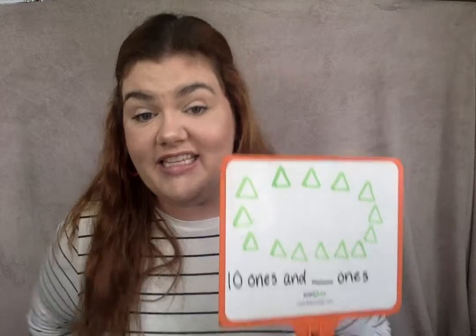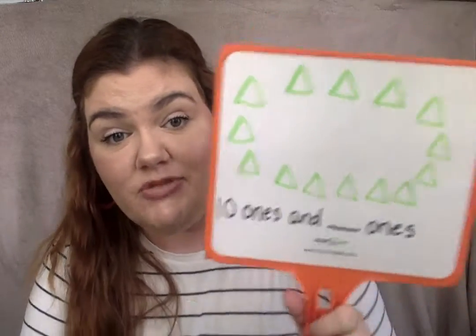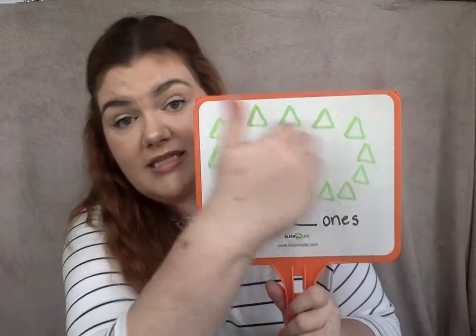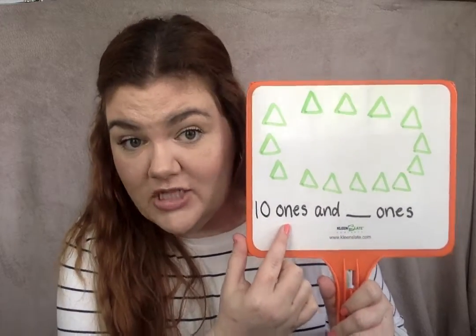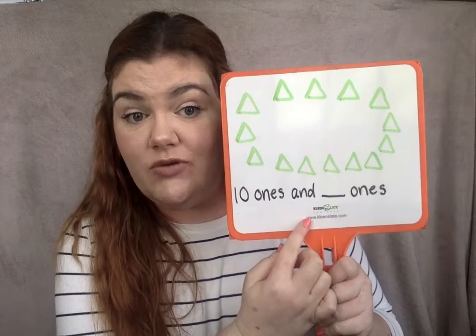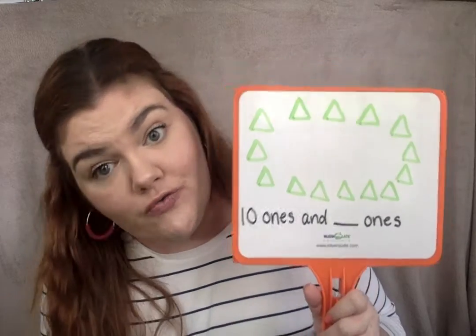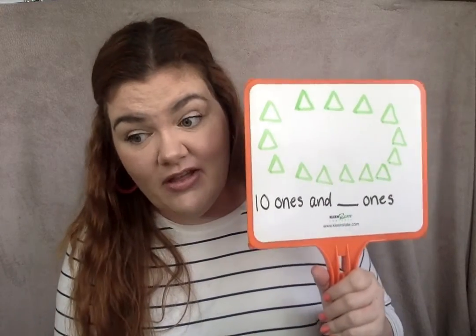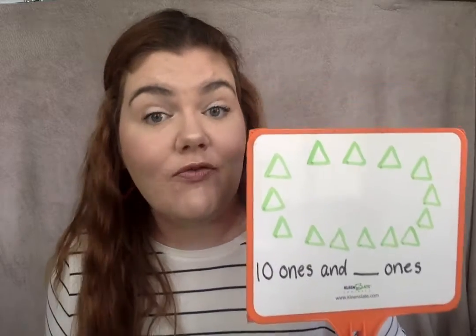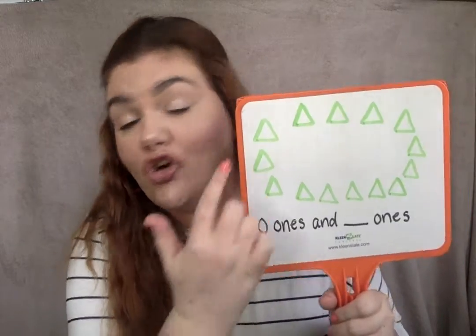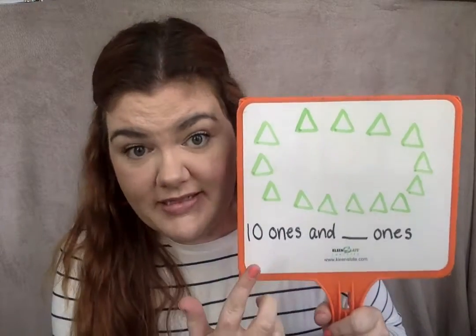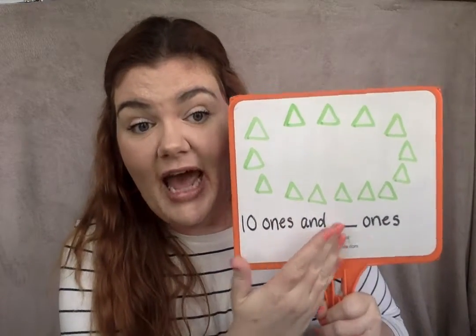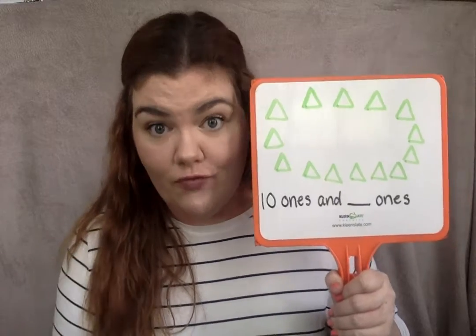Okay, so we kind of did something similar to this yesterday where I had some shapes for you and we would cross them off. You had to find 10 ones and cross those off, and then write how many were left over. Well, today we're not going to cross them off. We're just going to circle 10 ones, and then we're going to see how many ones are left over.